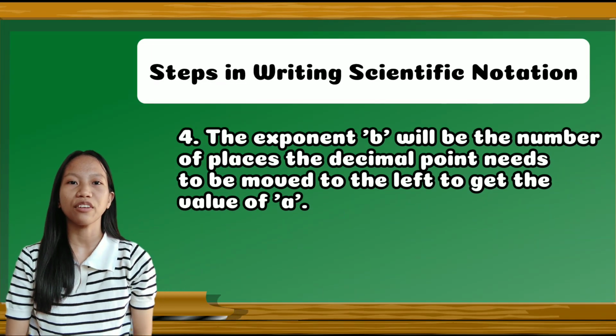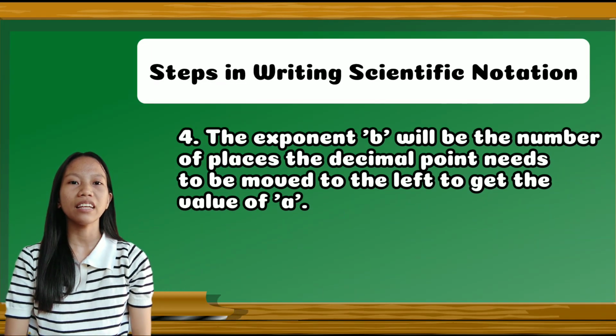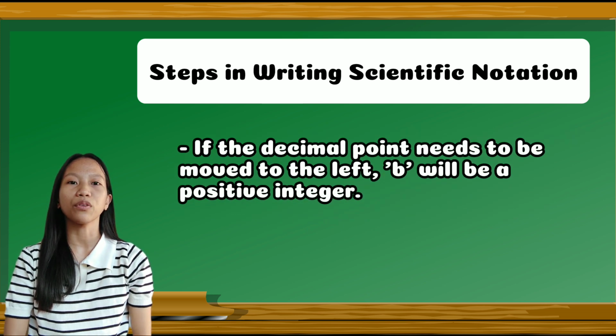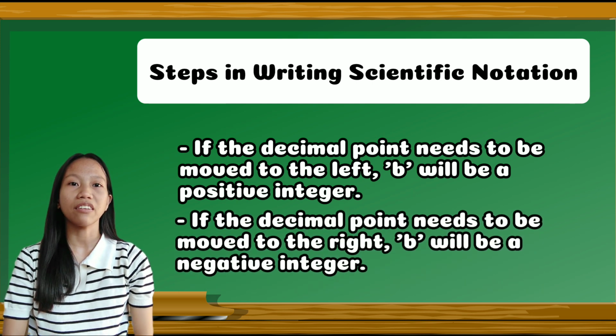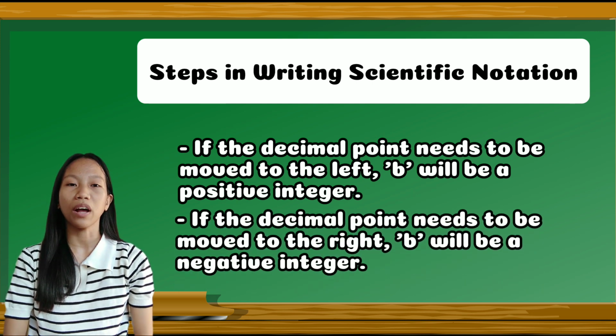The fourth is the exponent b will be the number of places the decimal point needs to be moved to the left to get the value of a. If the decimal point needs to be moved to the left, b will be a positive integer. If the decimal point needs to be moved to the right, b will be a negative integer.